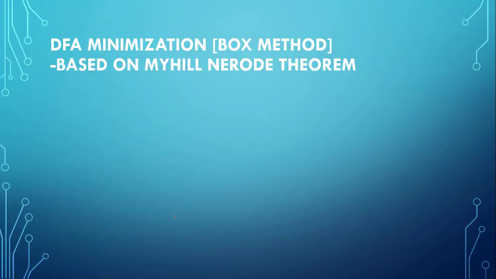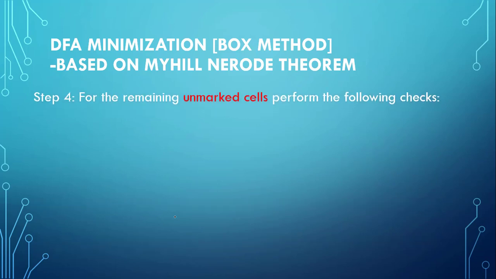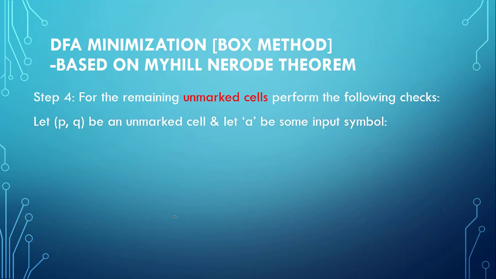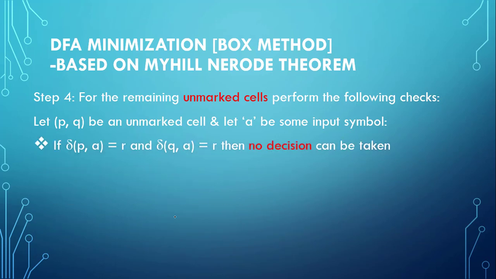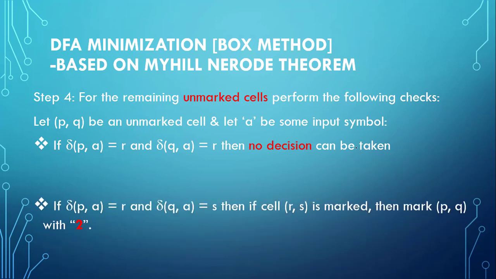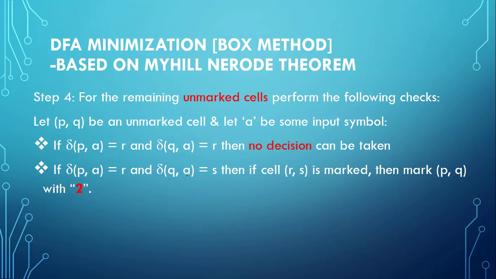Now step number 4 will be running in a loop. So for the remaining unmarked cells, perform the following checks. Let P, Q be an unmarked cell and let A be an input symbol. So if transition P, A is R and transition Q, A is R, then we take no decision. If P, A is R and Q, A is S, then we mark cell RS. We will check whether RS is marked and go back and mark P, Q with 2. Now we will see how this can be done.